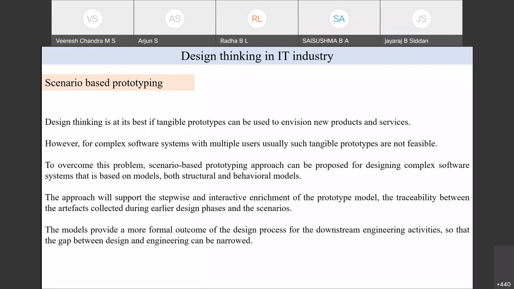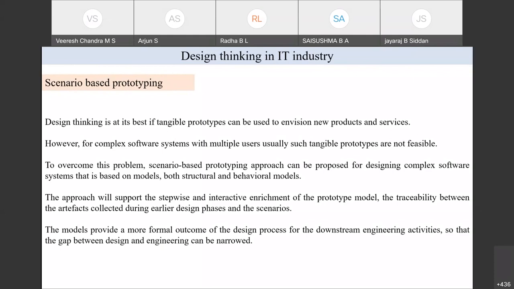Scenario-based prototyping. When I consider a mechanical engineering product, we can build a prototype and say this is how the final product looks like, and these will be the parts of it. But when you consider complex software, an app, let us say, there will be multiple end users involved in it. In such a case, tangible prototypes are not at all feasible.